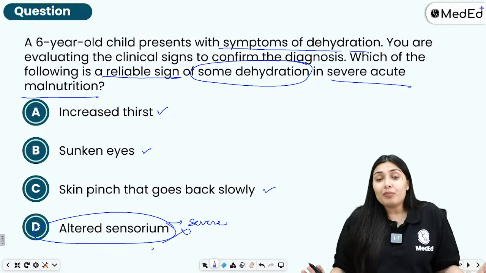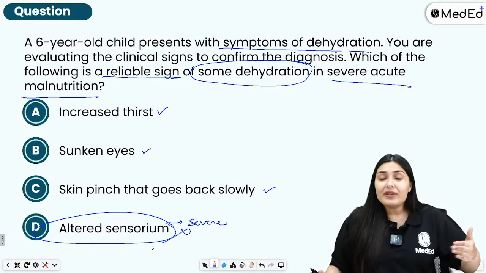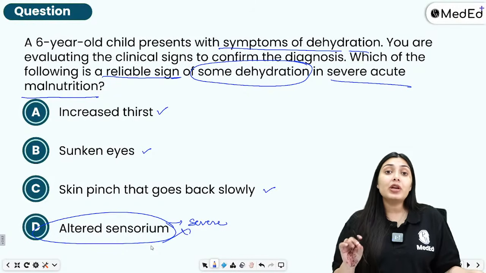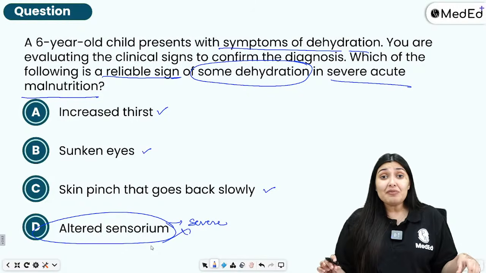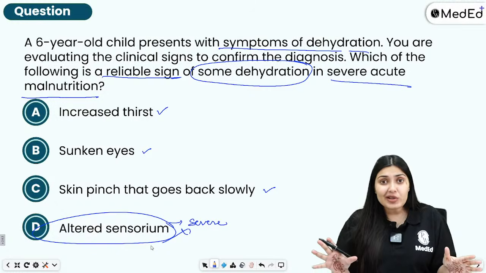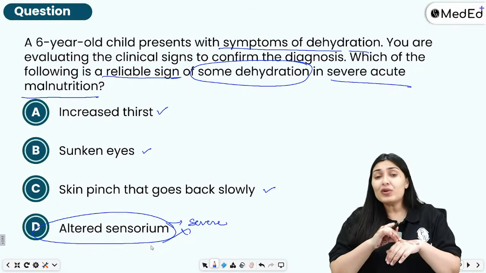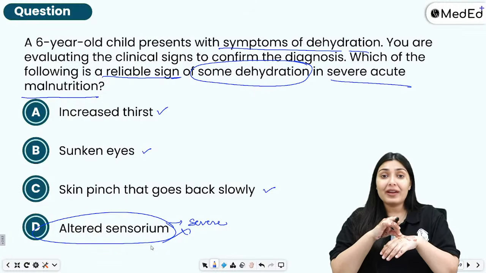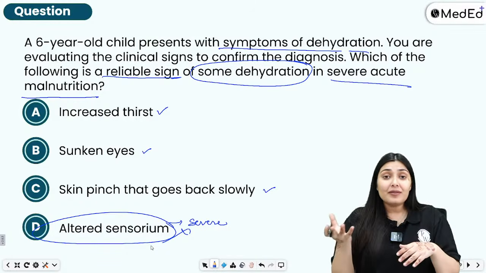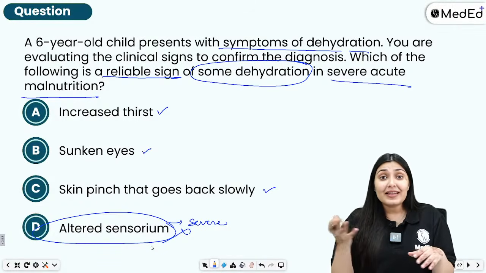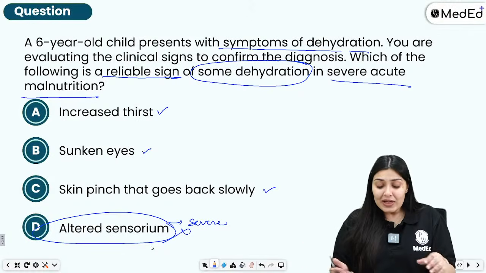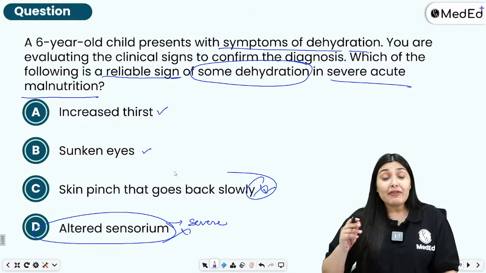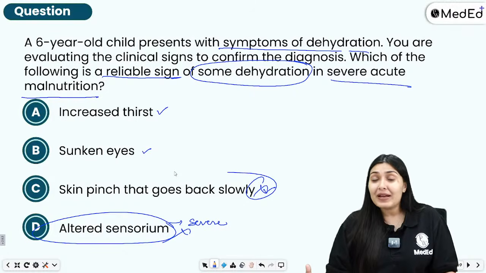If it is a normal child, then all of these would be there. But the question says severe acute malnutrition. That means this child is severely wasted, with no subcutaneous fat whatsoever. So if I do a skin pinch over here, because the skin fat is already very less, this won't be a reliable sign. I will overestimate dehydration by skin pinch.